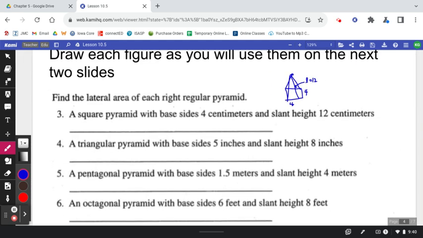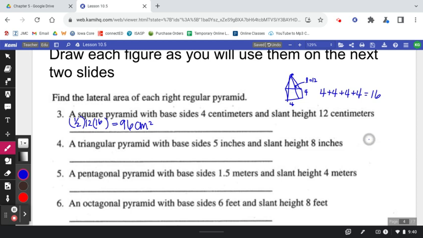All right, so for lateral area, we're talking about just the sides. So I need half the slant height, which we said was 12. And then I need to figure out what the perimeter is. Well, this is a square where each side is 4. The perimeter is found by adding up all the sides. So my perimeter is 16. 96 centimeters squared.